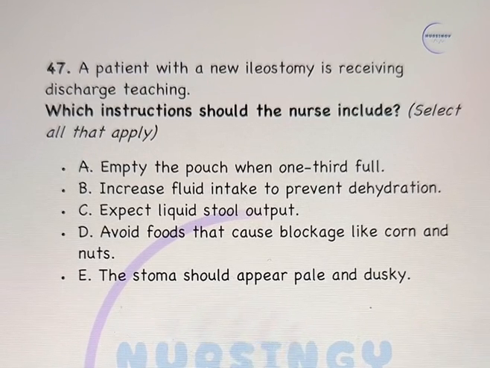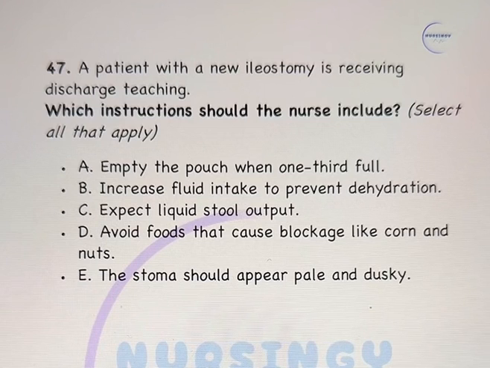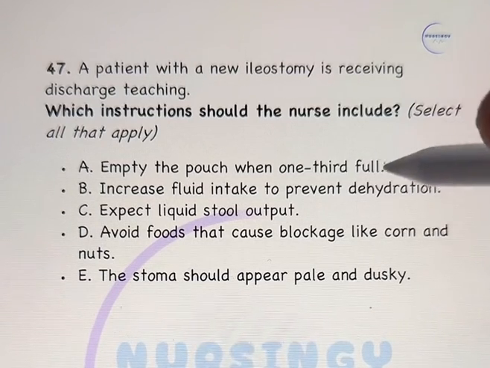So now we got a new opening into the small intestine just to divert the stool. So what's going to happen with that? Empty the pouch when 1/3 full. Same as before, so now the stoma is there. Yes. Okay. Otherwise it will burst. It will be too heavy. It will cause skin damage.